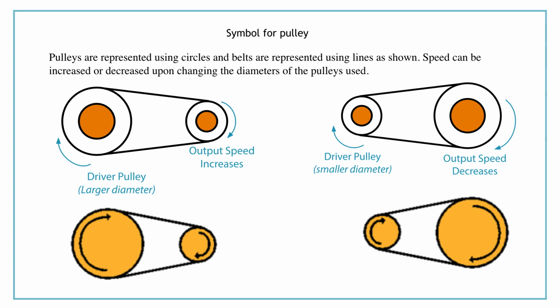Speed can be increased or decreased upon changing the diameters of the pulleys used. In this case, the driver pulley has a larger diameter and the driven pulley has a smaller diameter. The output speed therefore increases. In this case, the driver pulley has a smaller diameter than the driven pulley, and the output speed will decrease.